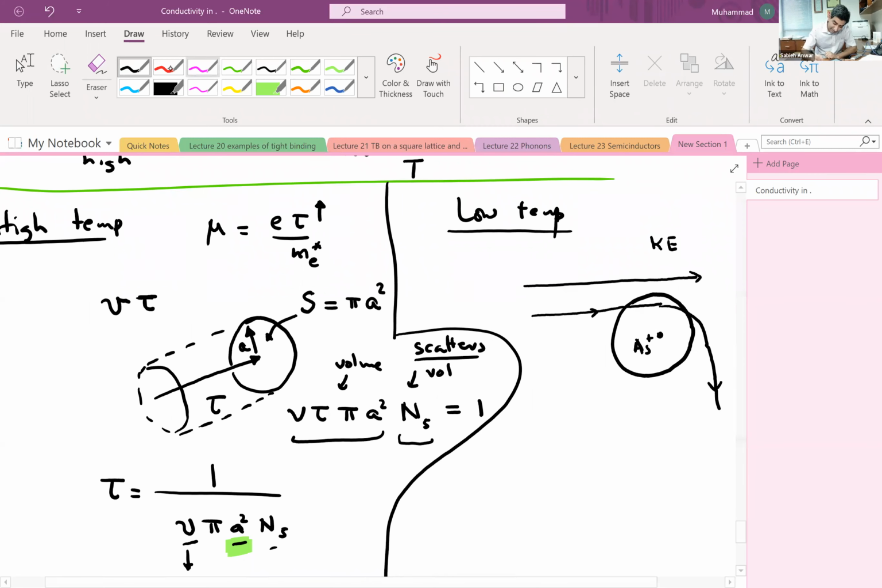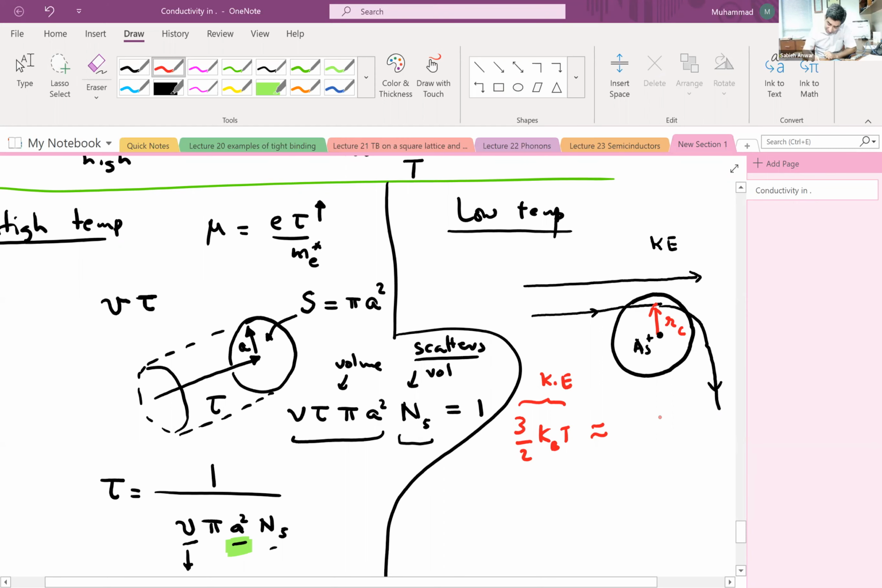So if I define a critical radius RC, I know that the thermal energy is 3/2 kBT for the electron. This is the kinetic energy of the electron, and when it is roughly equal to the potential energy of the electron here, then the electron is going to be deflected. If the kinetic energy is higher, which means the potential energy is smaller, the electron is going to be unscattered. So our scattering regime kicks in when the average kinetic energy of the electron becomes roughly equal to the potential energy of the electron at a particular point.